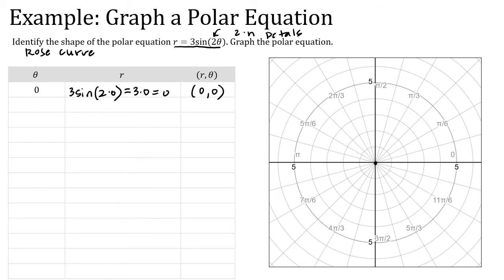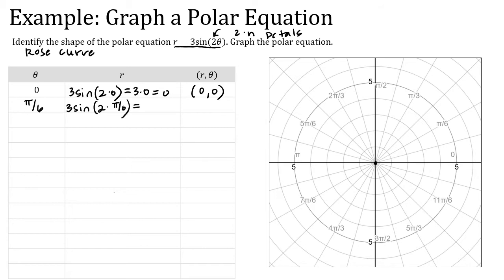All right, now my next theta, I could pick anything I want. The closer the values are for theta, the more precision I'm going to get with my graph. So I'm going to choose pi over 6. If I were to pick, say, pi over 4 or pi over 3, they're spread out more, and I may not be able to see the shape quite as well. All right, so this is going to be 3 times the sine of 2 times pi over 6.